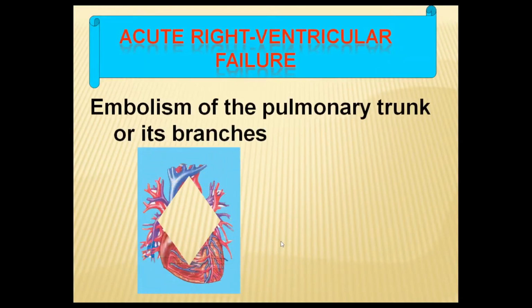Acute right ventricular failure appears due to embolism of the pulmonary trunk or its branches. It is easier if small pulmonary branches are obstructed. Clinically, it's manifested with lung infarction. It is more grave if the thrombus closes the pulmonary trunk. You understand? The right ventricle is closed.